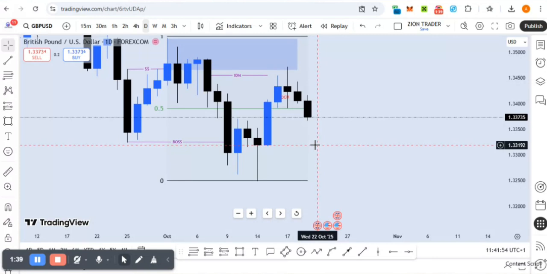But for now, on the long run, we are very bearish on GBPUSD, and I'm bearish on the monthly time frame. I'm bearish on the weekly time frame, and I'm bearish on the daily time frame currently, right? So that's pretty much it, guys.